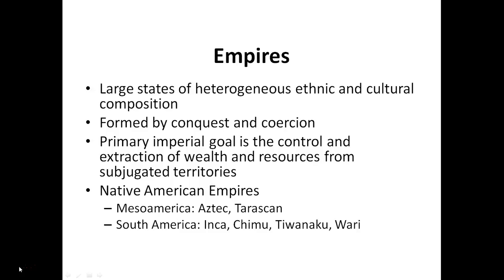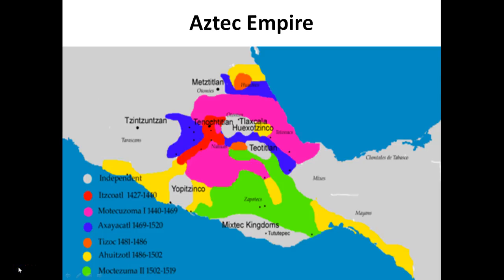Examples of Native American empires include the Aztec and their contemporaries, the Tarascans in Mesoamerica. And in South America, there are the Inca, who are contemporaries of the Aztec, but were not in contact with them, and earlier empires of the Chimu, Tiwanaku, and Wari. This map shows how the Aztec Empire expanded through the rule of successive emperors, conquering and controlling new territories, incorporating them into the Aztec imperial system. And we will compare the strategies of imperial expansion between the Aztec and the Inca empires.